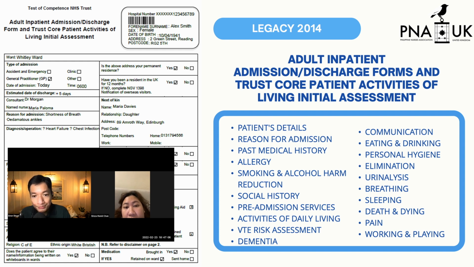And alcohol harm reduction, of course. On this section, you will be seeing scores, okay? You will see the alcohol harm reduction scoring system. If the patient scored really high, you have to refer the patient to the alcohol liaison nurse. But then again, you have to make sure to give some health teaching in terms of alcoholism in particular.